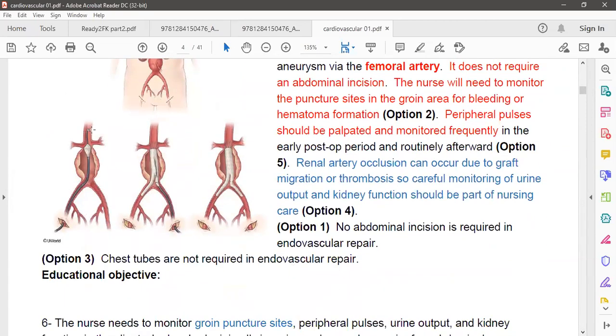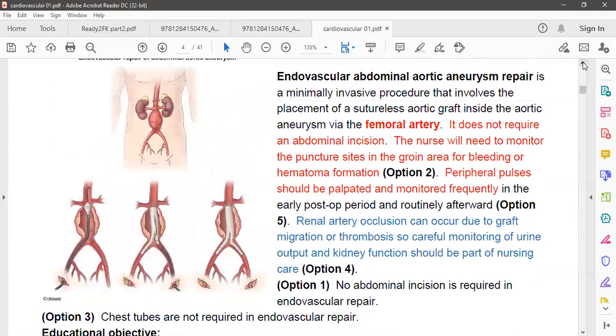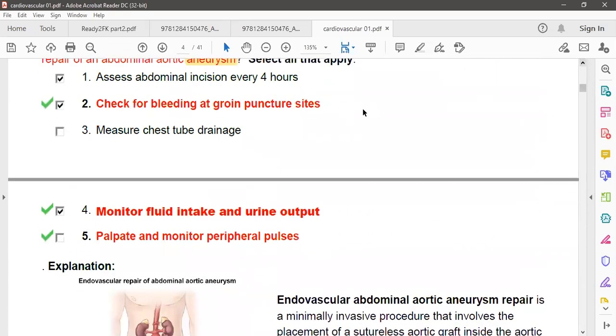So I have to correct this here. I do not need to open the abdominal site. We pass through the femoral area, or groin, and correct it. So this is one option you can choose. Measure the chest tube drainage, no. This question is not related to chest tube drainage. It is not an answer.